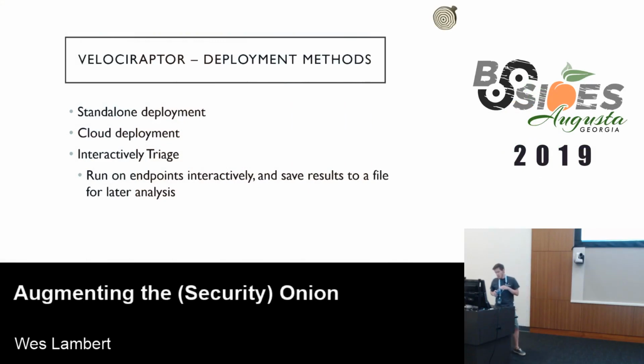So, ways in which you can deploy Velociraptor. There are a few different ways. A standalone deployment, of course. You can install it on a box. I've got it on a demo box right here. Just standing it up. It's a Go executable, right? So I just execute that Go binary, and go from there. And you can deploy it in the cloud.